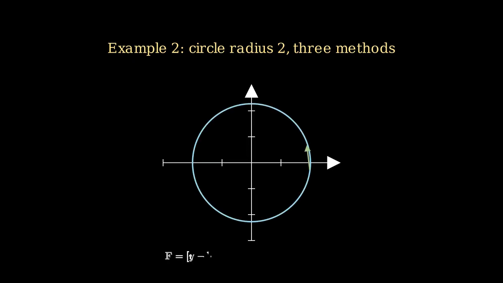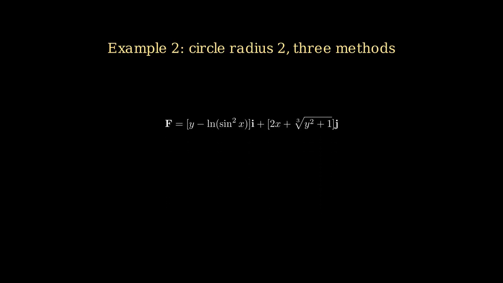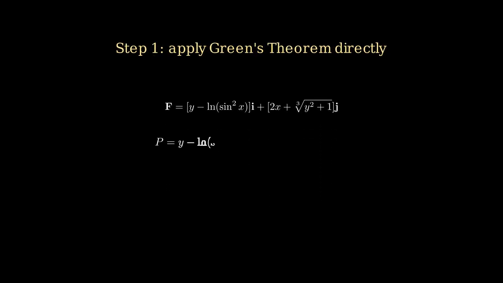Now, worked example 2, a circle, and we'll find the same answer 3 completely different ways. Our vector field is F equals open bracket y minus log of sine squared of x close bracket i-hat plus open bracket 2x plus the cube root of y squared plus 1 close bracket j-hat, and C is the positively oriented circle of radius 2 centered at the origin. Step 1. Rather than trying to parameterize this messy field directly, apply Green's theorem immediately.